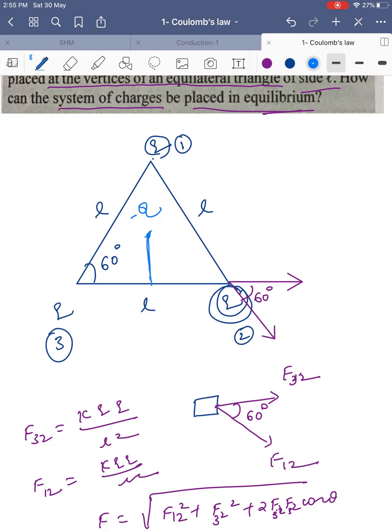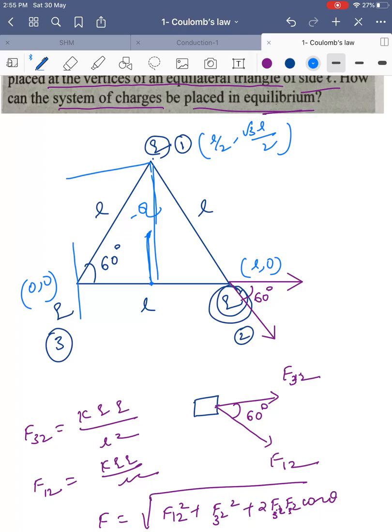What is the position of the centroid? If I consider this end as the origin (0, 0), this will be L, 0, and the other vertex is L cos 60, which is L by 2, and L sin 60, which is root 3 L by 2. The centroid is exactly at the middle position. From this position, get the coordinates.